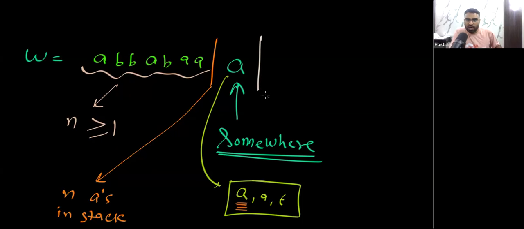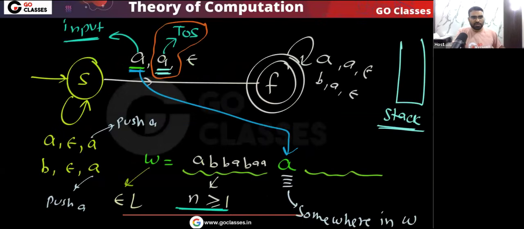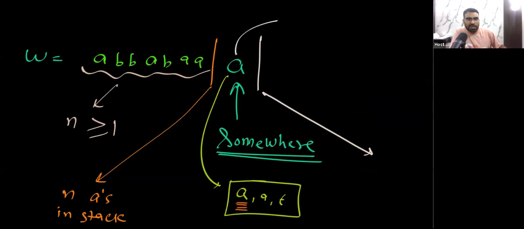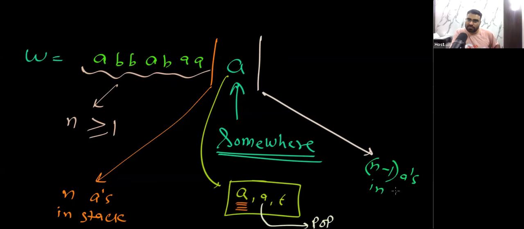Now notice, after this A, how many A's will be there in the stack? After you take this transition, this A will be popped. Yes or no? Do you agree? Because of this A, one A will be popped from the stack. So after this A, I have N minus 1 A's in the stack.